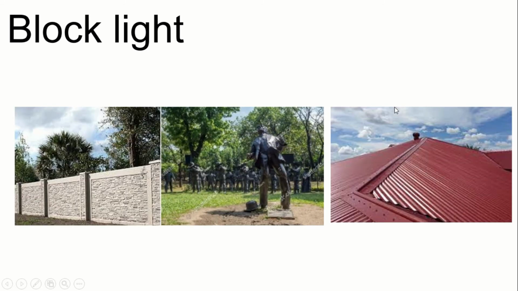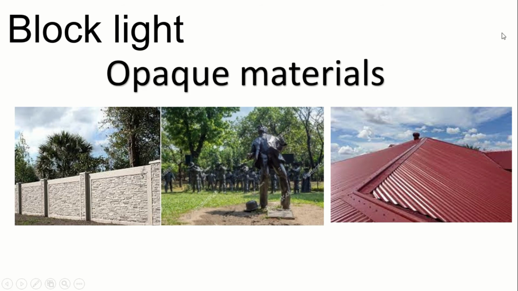So the materials that block light in the choices are here. So who got the correct answer? So the fence, the cement fence, this statue of Jose Rizal, and this roof are the things that block light. Okay, why do you think these things block light? Okay, very good, because these are opaque materials.